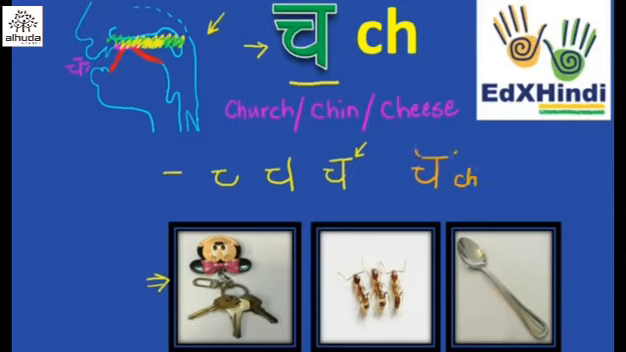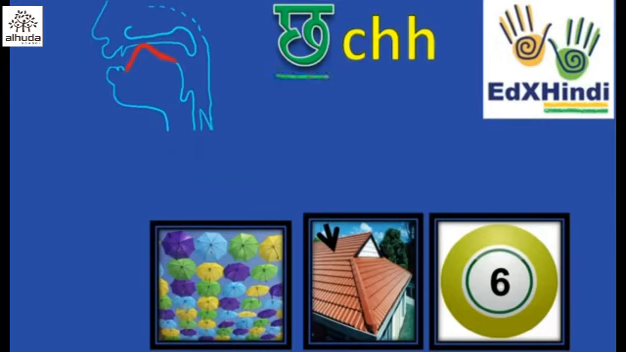Let's look at the words that start with the alphabet Cha. First picture, this is called chabi. Chabi means key. Cha, chabi. Second one is cheeti. Cheeti means ant. And the third one here, chammach. Chammach means spoon. It's time to say Cha with me 3 times. Let's say it together. Cha, Cha, Cha.